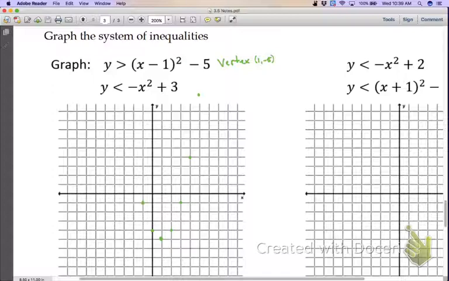So, boom, and here, and then somewhat there. Solid or dashed line? Dashed line, because it's not included. Again, take it all the way off the graph.